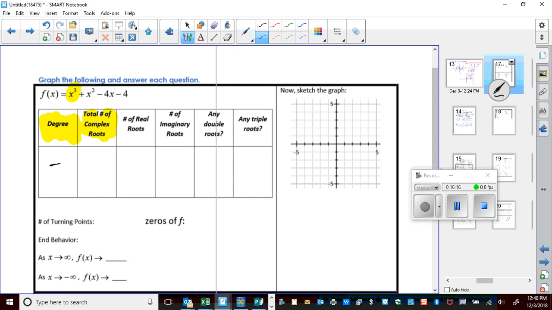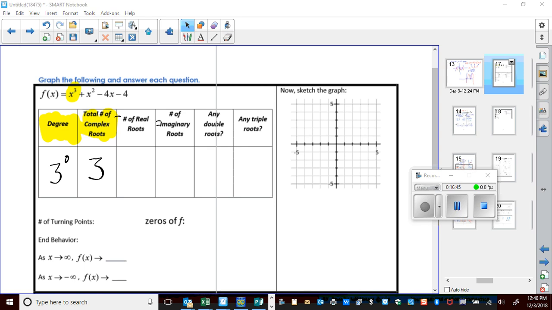So the degree is 3. It's third degree. Number of complex roots, 3. Number of real roots, I don't know yet. Number of imaginary roots, it's this number minus that number equals that. All right. But first, we're going to go to our graphing calculators and plug this equation in, and graph it.